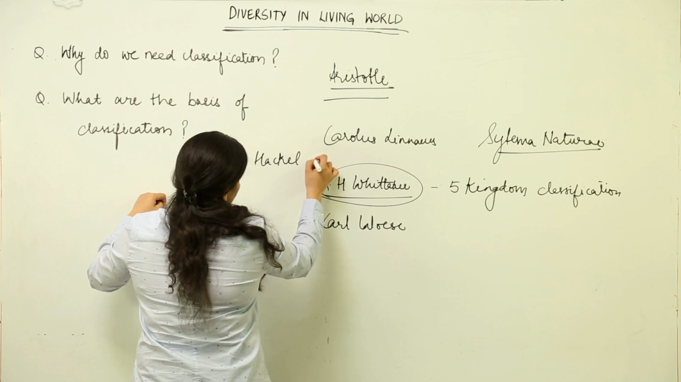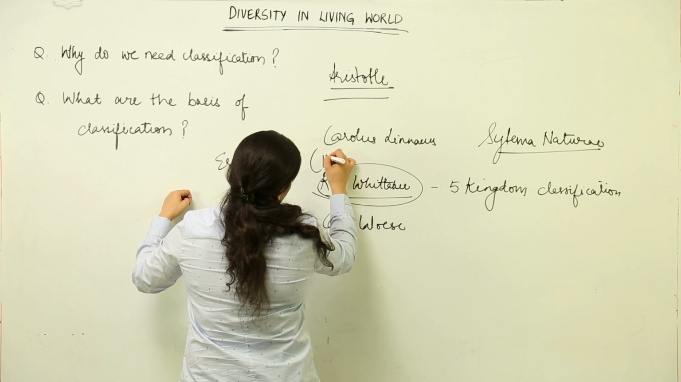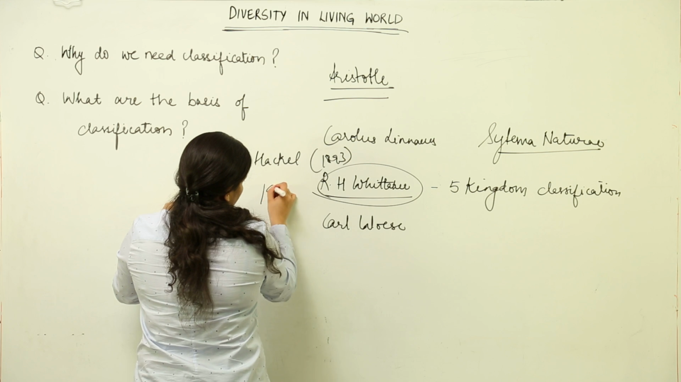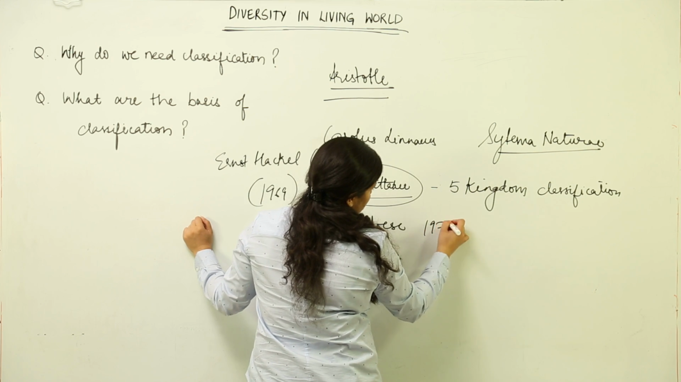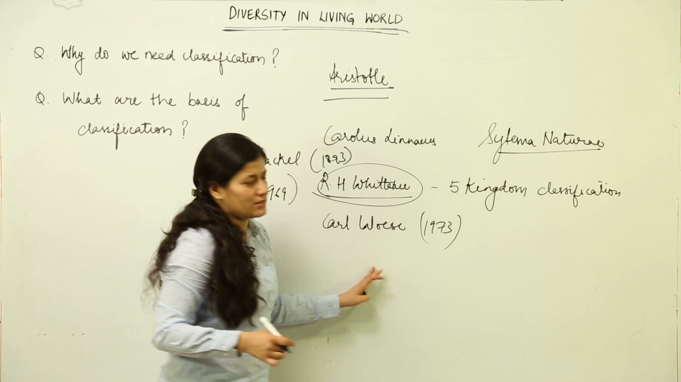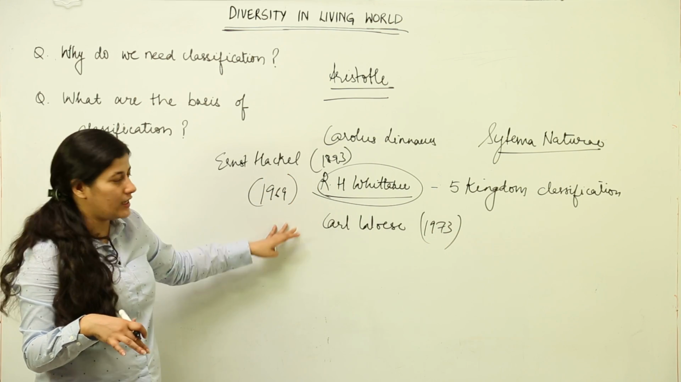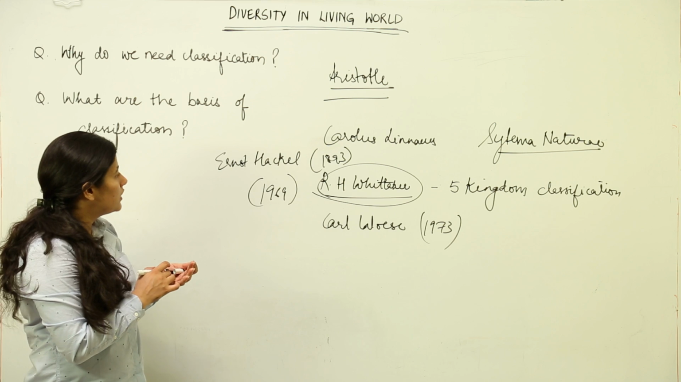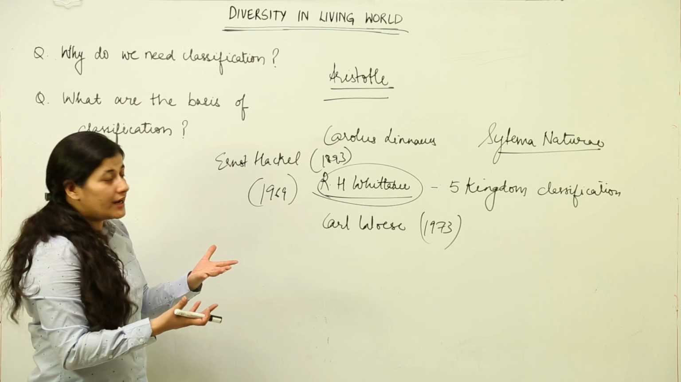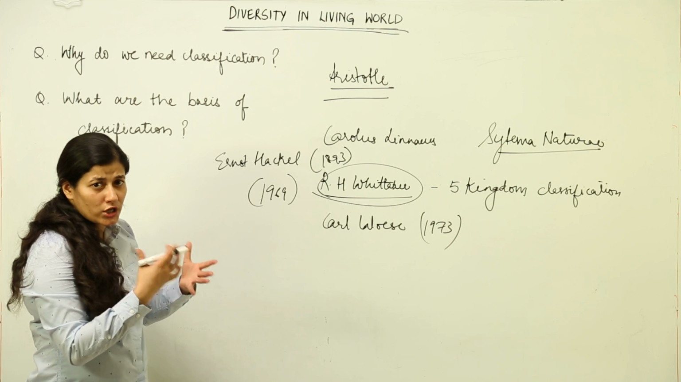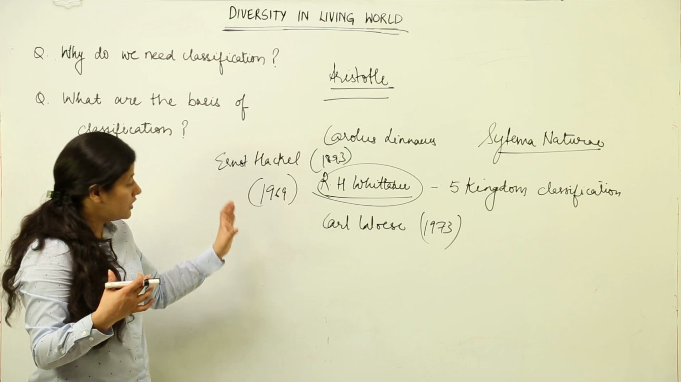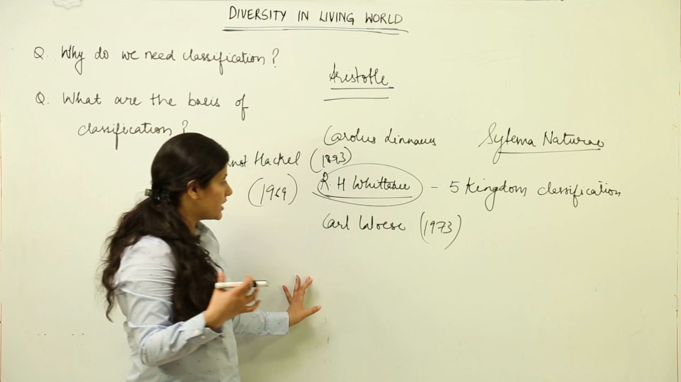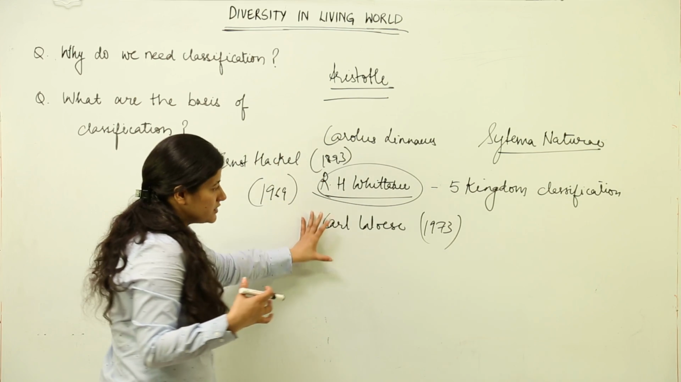Ernst Haeckel was around 1893, R.H. Whittaker was around 1969 and Carl Woese was around 1973. This is the approximate period when they gave their idea of classification, and they changed the concept in terms of kingdoms, the classification units into which organisms can be put. So we have these 3 names.